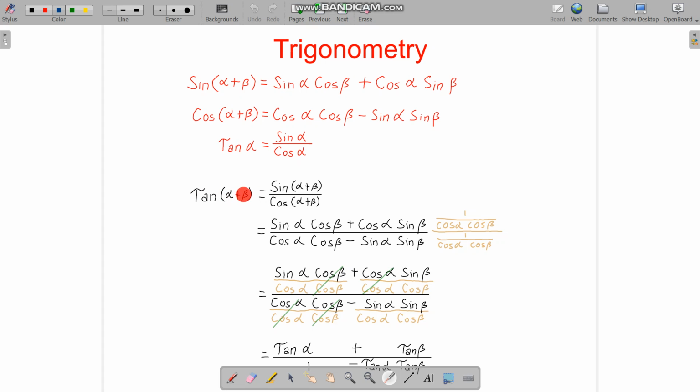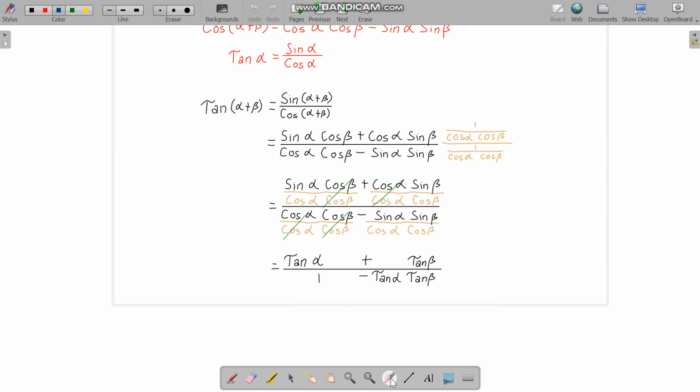So tangent alpha plus beta is sine over cos alpha plus beta, and we use the sine alpha plus beta formula, cos alpha plus beta formula, and we can just divide everything by cos alpha cos beta. And if we do that, we can cross out, cancel out. We have only tangent alpha. We have tangent alpha plus tangent beta. This is just 1 minus tangent alpha tangent beta.